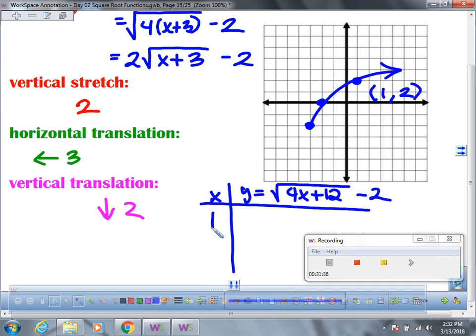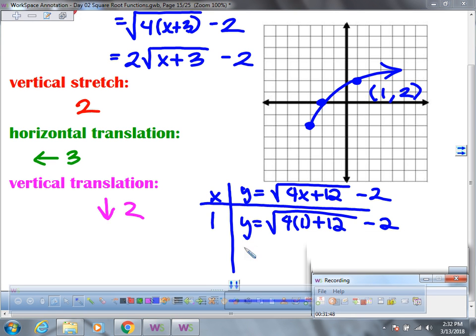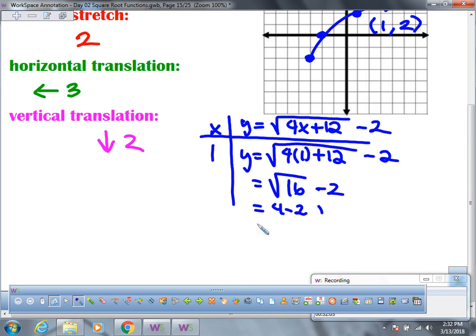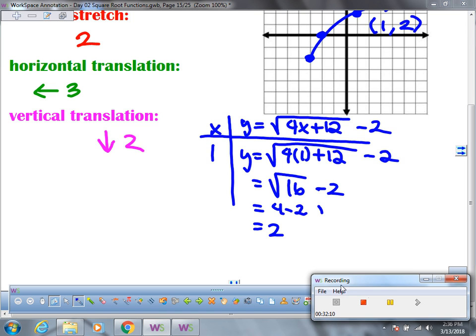4 times 1 is 4. We'll just do it. 4 with a 1 plus 12 minus 2. What do we get? Square root. 4 plus 12 is 16 minus 2. Square root of 16 is 4 minus 2. Do I get 2? So am I correct? I graphed it correctly. All right, that's all I have for you. Your turn.